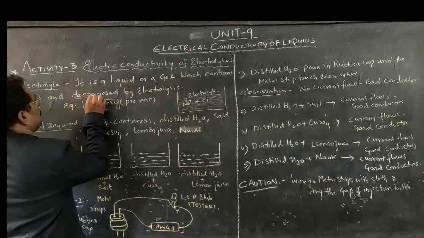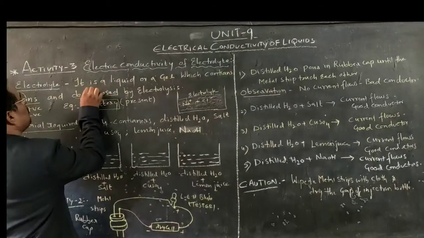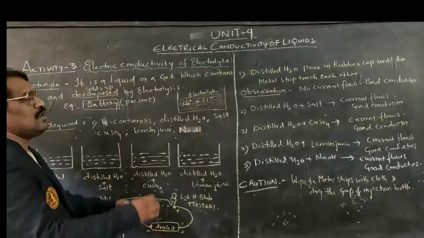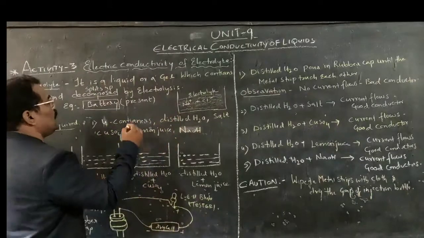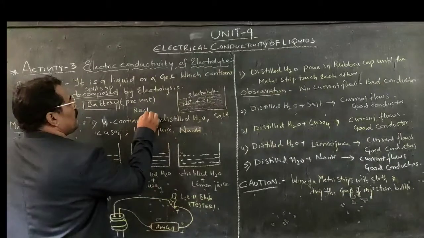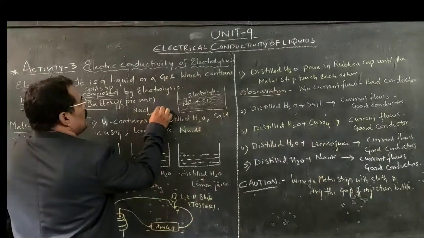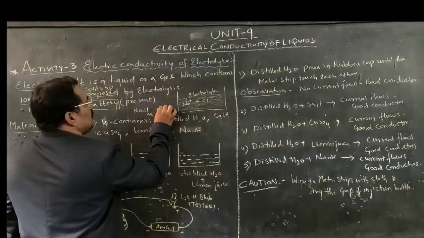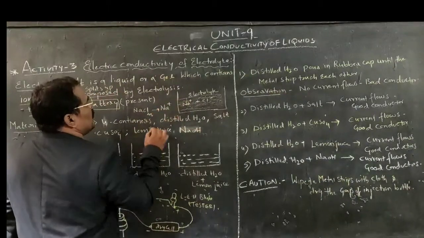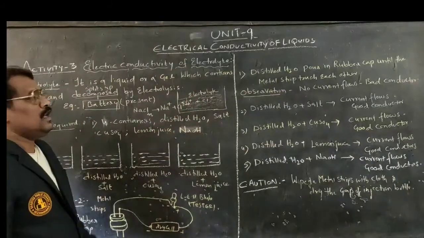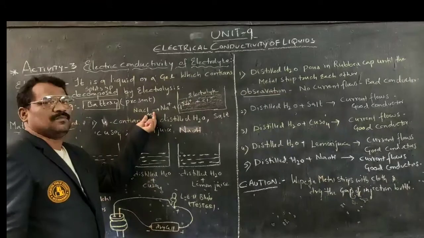And decomposes means what? Splits up. For example, take sodium chloride solution. As current passes through this sodium chloride aqueous solution, it splits up in the form of sodium plus ion as well as Cl minus ion. It is an electrolytic substance.